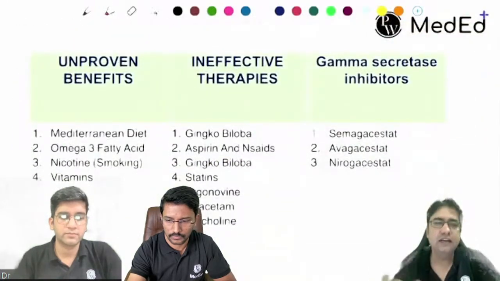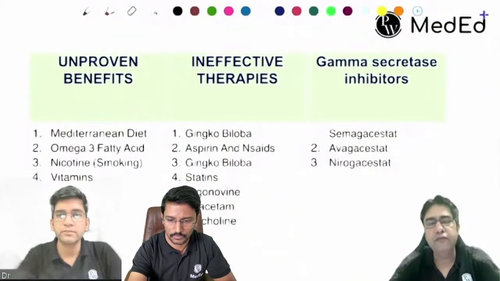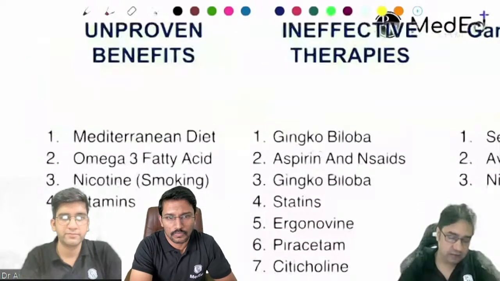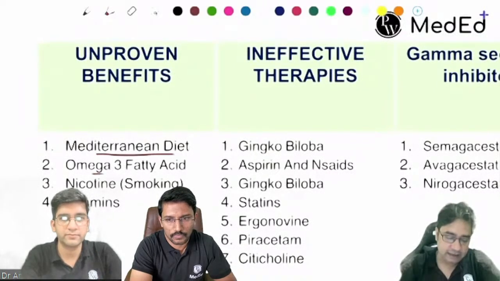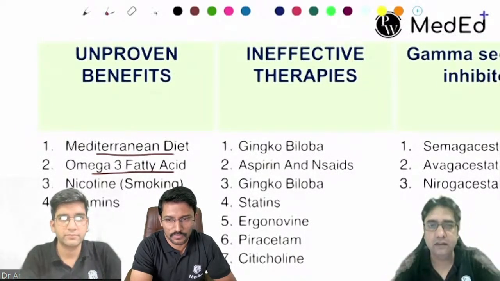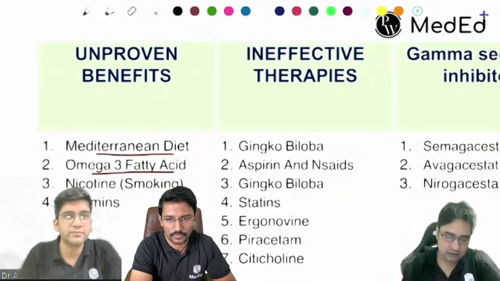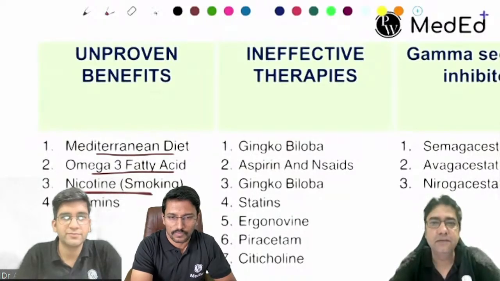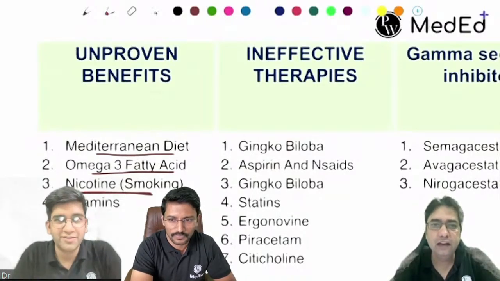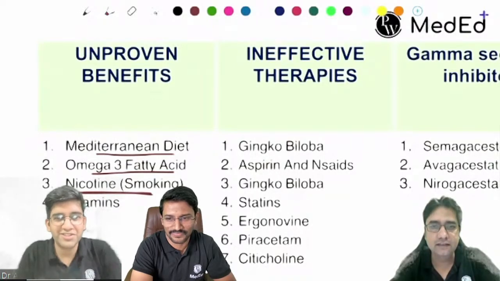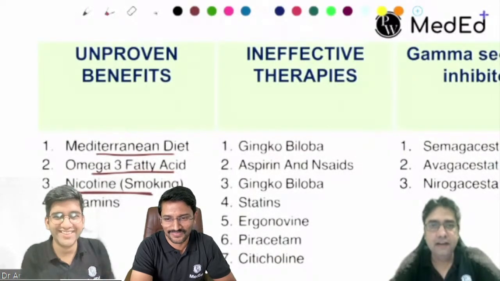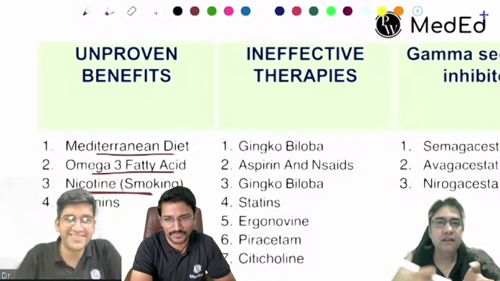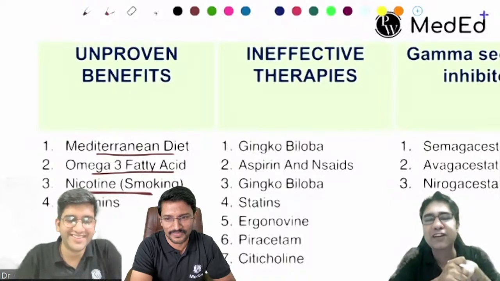Now, these are the therapies which we had developed for Alzheimer's disease, but we drastically failed. So the first one with unproven benefit is Mediterranean diet and eating a lot of fish like omega-3 fatty acids. Then it's a very common saying, the person who smokes suffers less from Alzheimer's disease. Probably he might die a little bit earlier because of lung cancer or other diseases. Probably he might not be able to see the development of Alzheimer's disease.